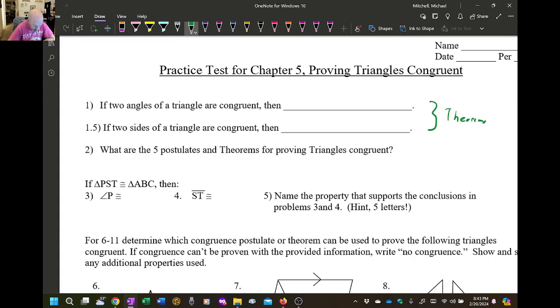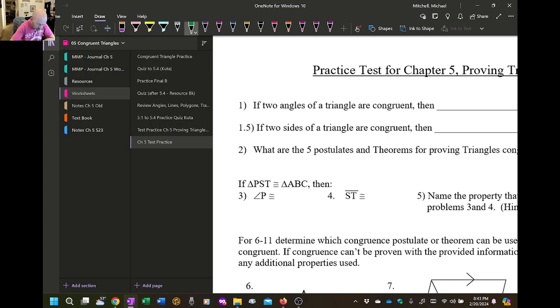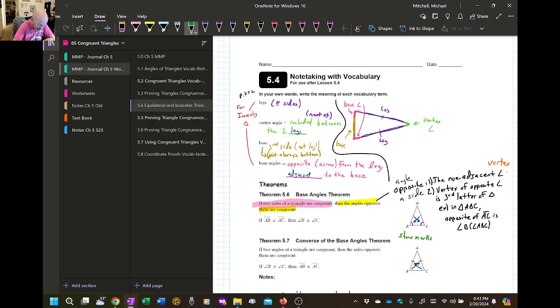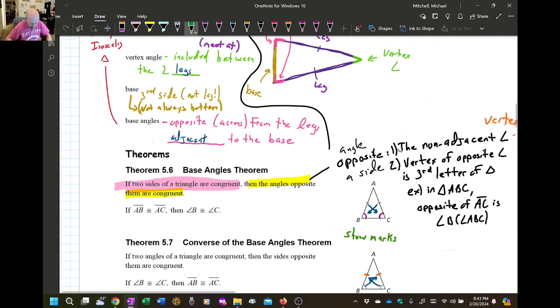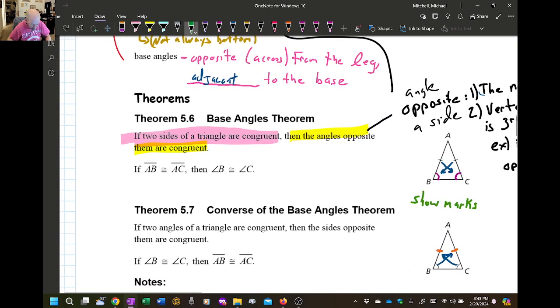Let's take a look at our chapter 5 practice test. We've got our first questions there. Those are theorems you're supposed to know from isosceles triangles. These are things that are frequently known before you come to this class. You'll see we had at least one of these highlighted. Base angles theorem: if two sides of a triangle are congruent, then the angles opposite them are congruent. And down here, if two angles of a triangle are congruent, then the sides opposite them are congruent.